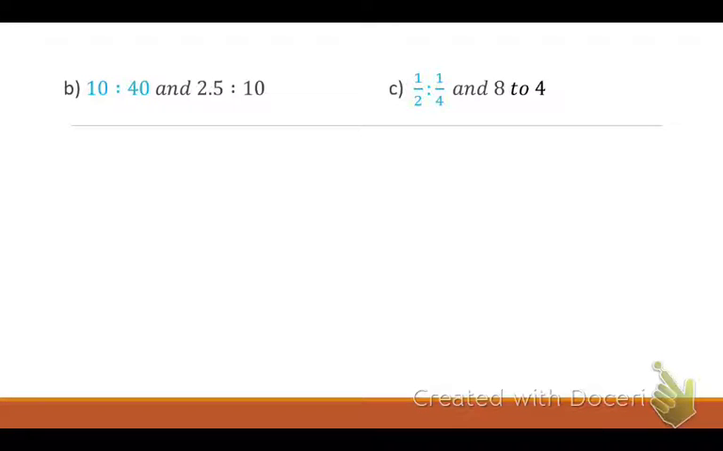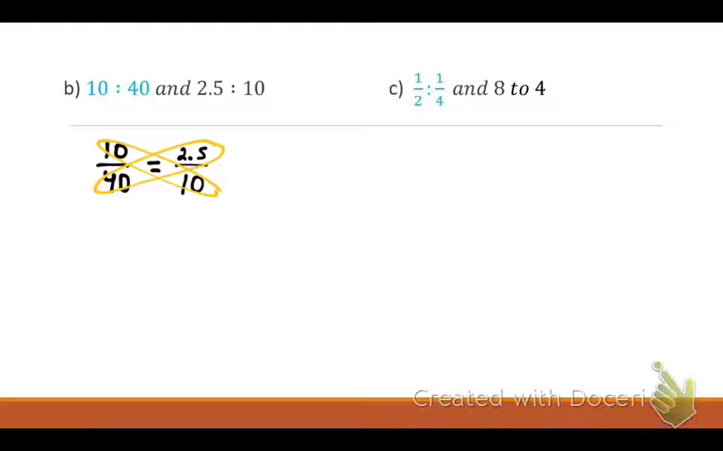Okay, let's go on to problem B. It says 10 to 40 and 2.5 to 10. The first one, we're going to turn that into a fraction. 10 over 40 equals, because remember, a proportion is two fractions that equal each other. What will I write for the next one, Ellie? 2.5 over 10. MJ, what is diagonal from the 10? 10. Okay, so everybody circle the 10 and the 10. Jacoby, what is diagonal from the 40? 2.5.